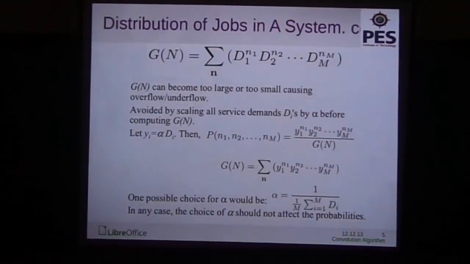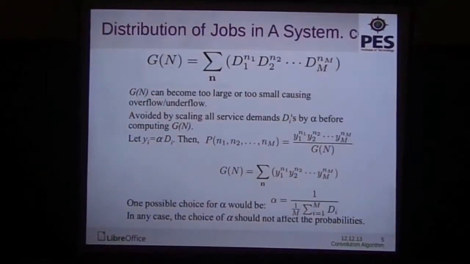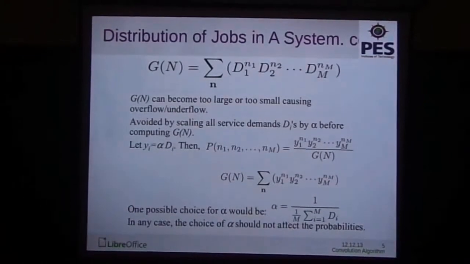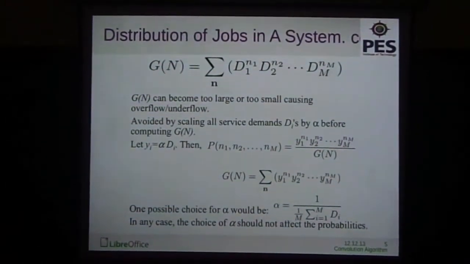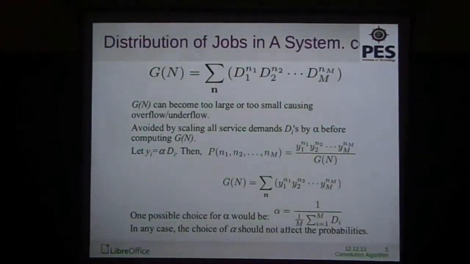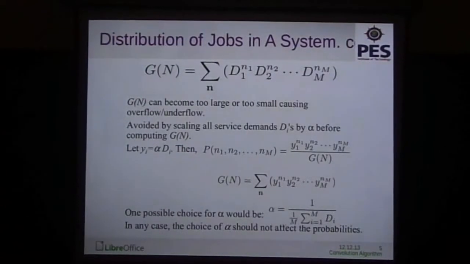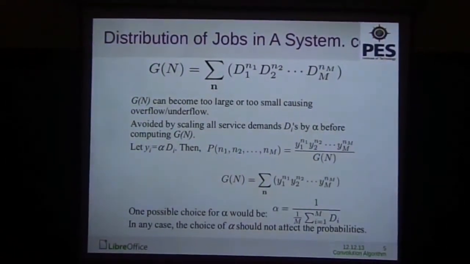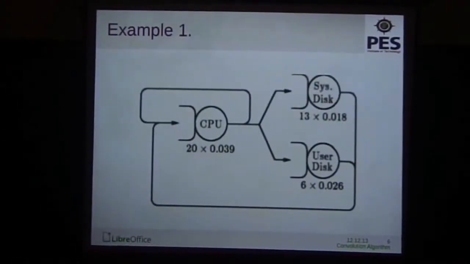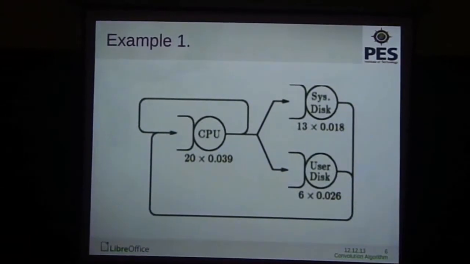When selecting scaling factors, the scaled values should neither be too large nor too small compared to 1. One such choice would be alpha equals 1 by n summation of i equals 1 to n di. In any case, the choice of alpha should not affect the probabilities. This example illustrates the use of alpha.